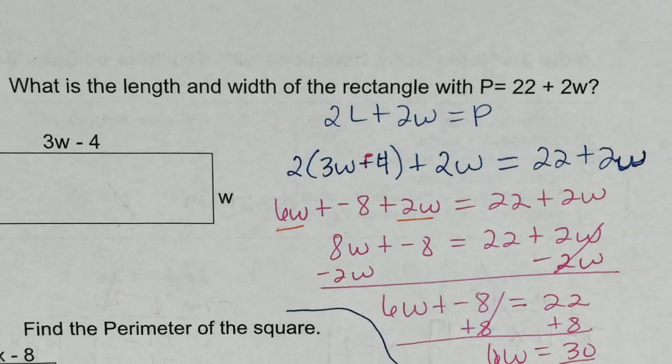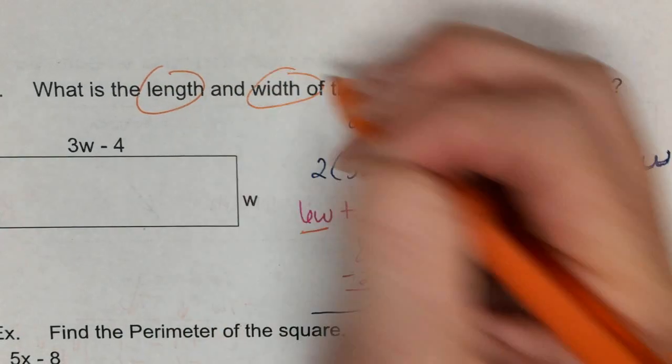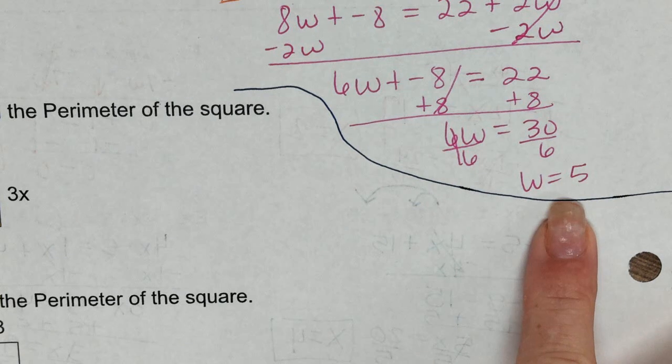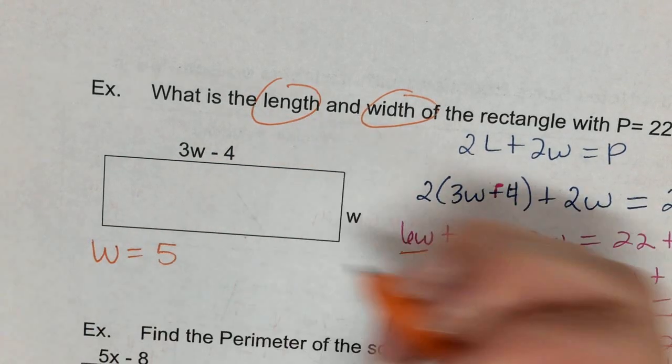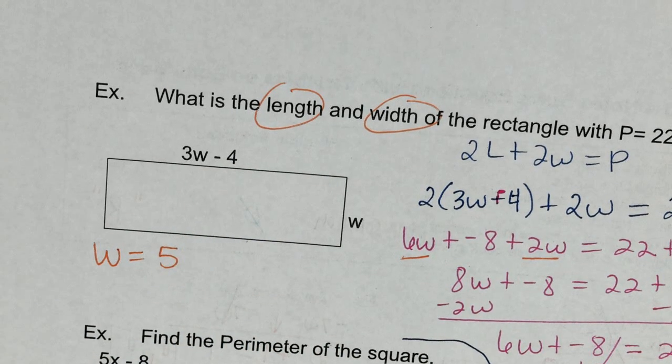What did it say solve for? What is the length, and what did we find already? What do we have? The width. So the width is 5. 5 what? Did they even label? No. So they didn't put inches or centimeters, so I don't know what it is.